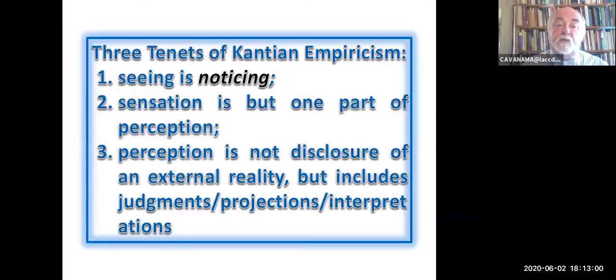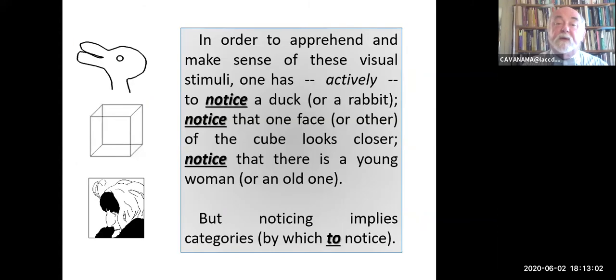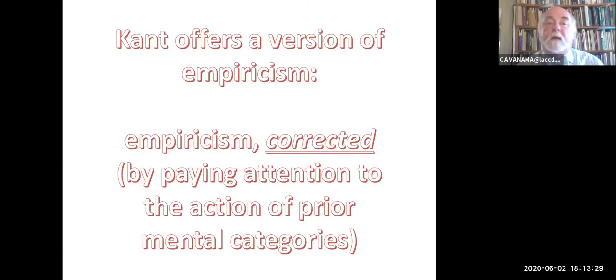And I'm just going to run through this real quickly and you can come back to it if you want, or pause it if you want. In order to apprehend and make sense of these visual stimuli, the duck-rabbit or the Necker cube or the boring old lady, young lady, we'll come back to that in a minute, one has to actively notice a duck or a rabbit. Notice that one face or another of the cube looks closer. Notice that there is a young woman or old one. But noticing implies that there are categories in the first place by which to do the noticing.